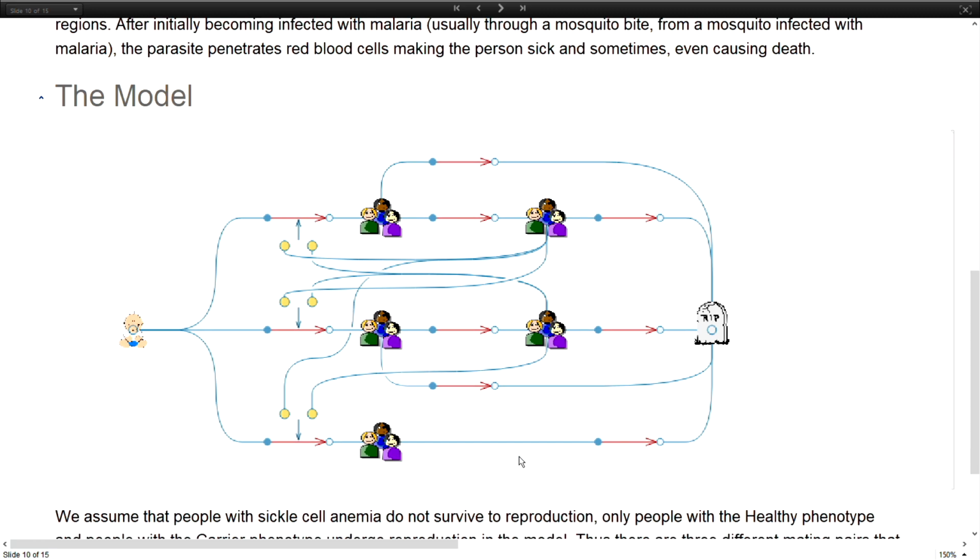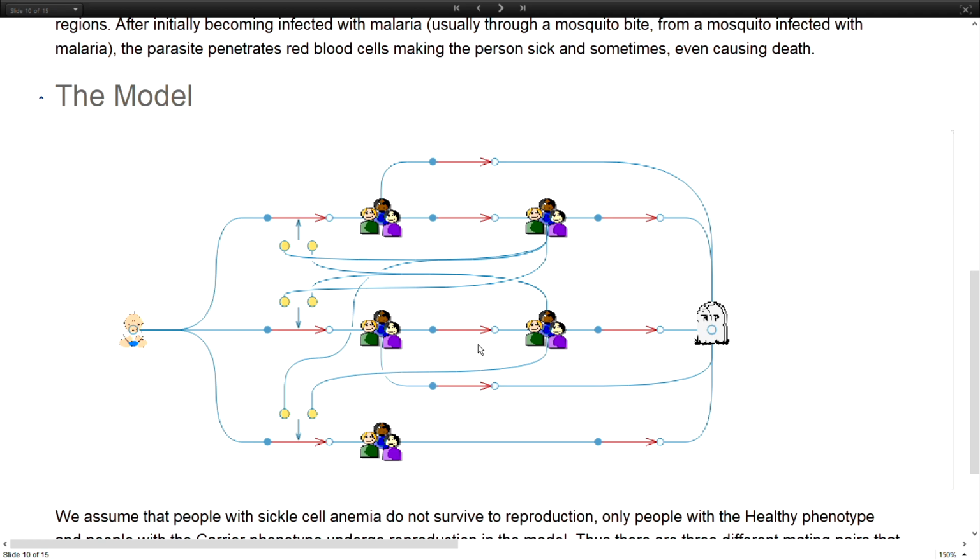Now, one might imagine, from the previous example, that this gene would die off. It doesn't infer any benefit. Well, actually, it does. Surprisingly, it does. In malaria-affected areas, being a carrier, remember, if you're only a carrier for sickle cell anemia, that doesn't make you sick. It actually infers a benefit. It infers a protection against malaria.